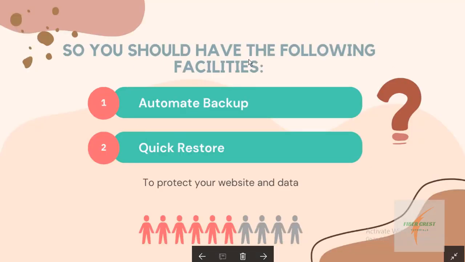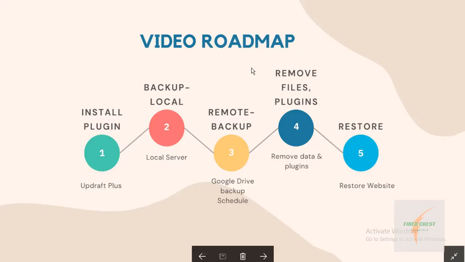So to protect your website and data, you should have the following facilities at least. Number 1, automate your WordPress backup. Number 2, quick restore facility to ensure your website safety and security. Therefore, in this video, I'll show you the step-by-step backup and restoration process for your WordPress website. So watch the video until the end without skipping.